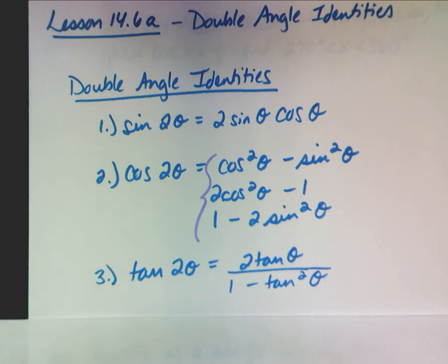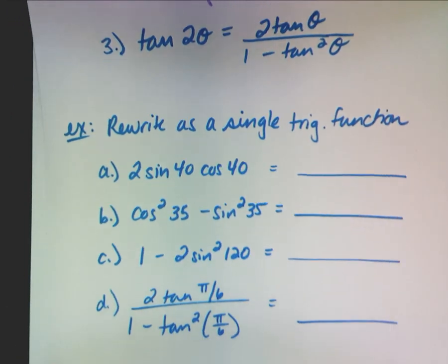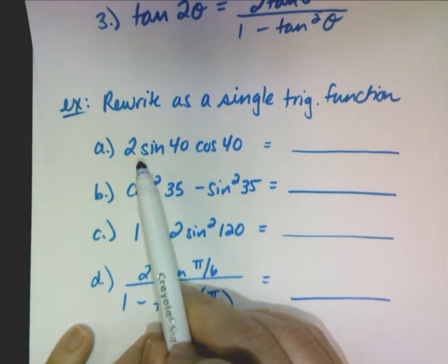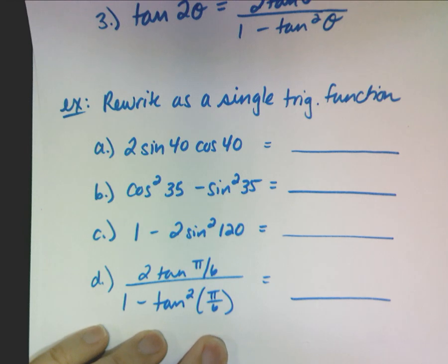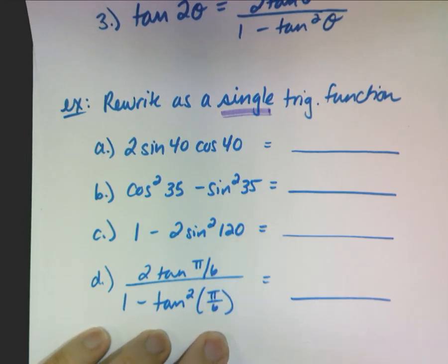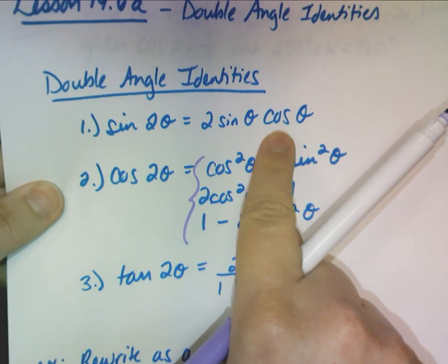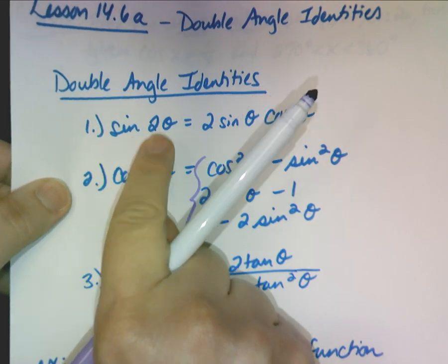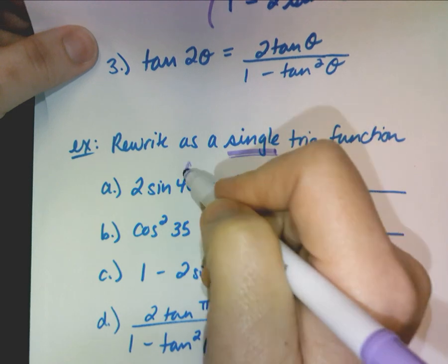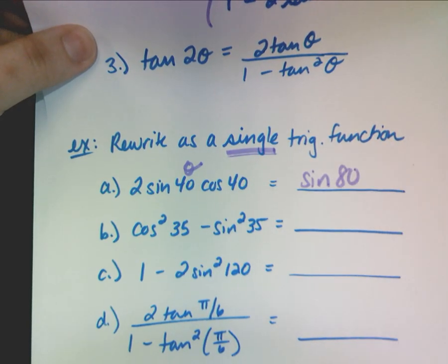So the first thing we're going to do is rewrite some of these as a single trig function, okay? So if I have 2 sine 40 cosine 40, I actually can rewrite this as one single trig function. 2 sine cosine is the same as sine of 2 theta. So if this is theta, you just double it. Here's theta, just double that. It would be sine of 80 degrees.